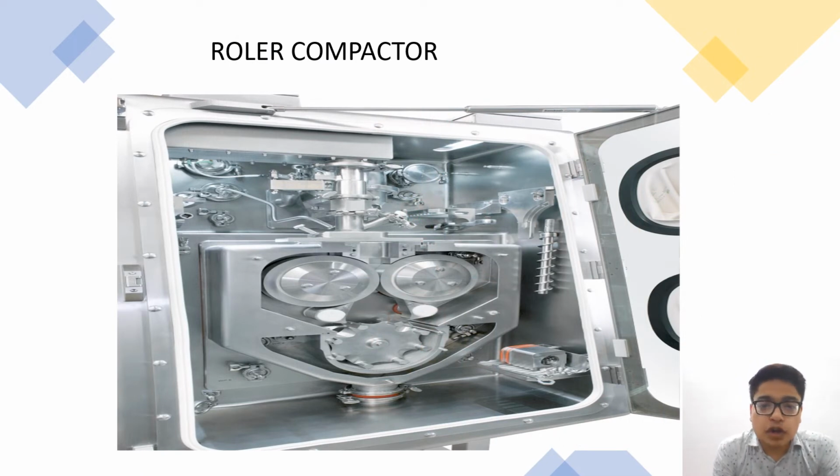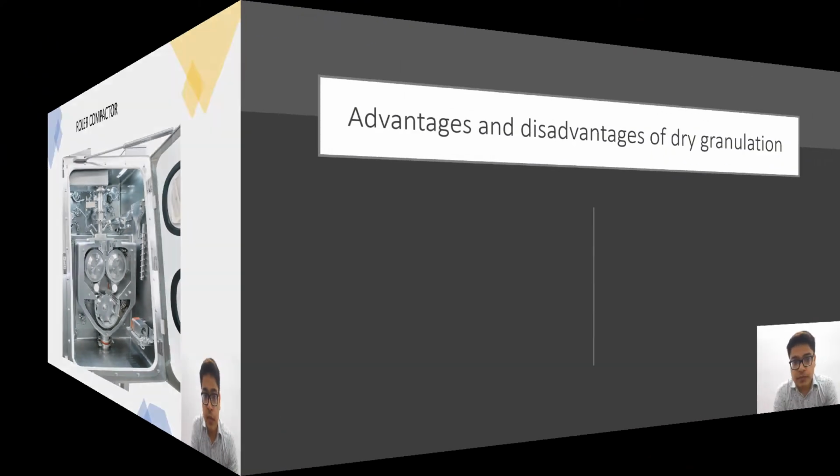This is the image of a roller compactor. You can see the hopper at the top. From here we pour our material, then these are the rollers. The material passes through them, flakes are formed here, and then the milling and sizing takes place at the bottom.